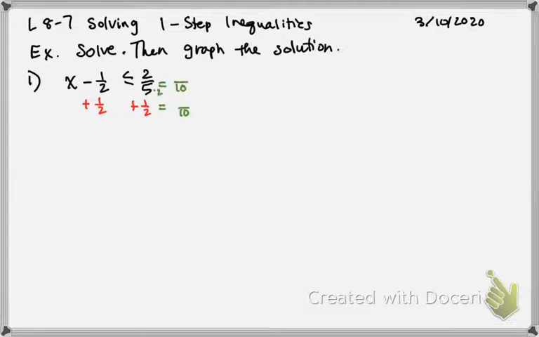So I'm going to multiply top and bottom of the first fraction by 2, so I get 4/10, and top and bottom by 5, and I get 5/10. And I'm going to be adding. So the answer works out to be x is less than or equal to 9/10.